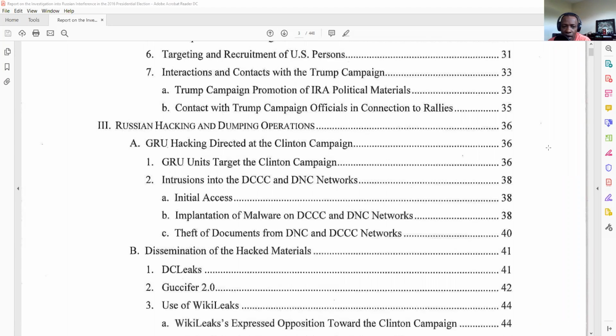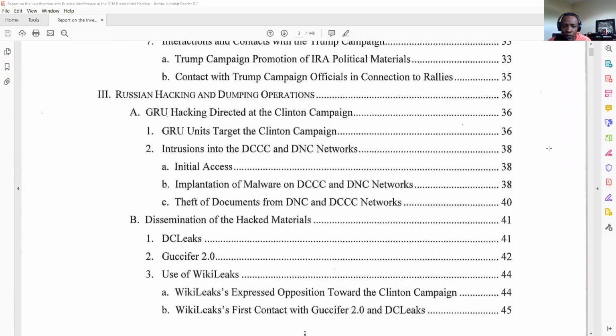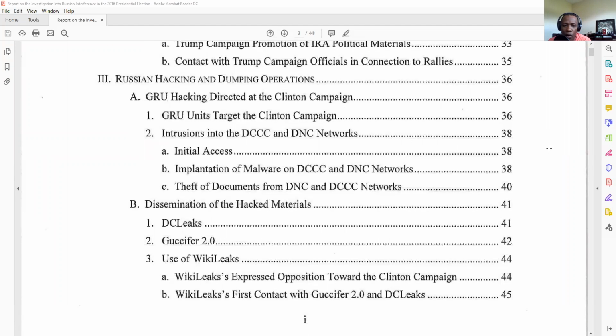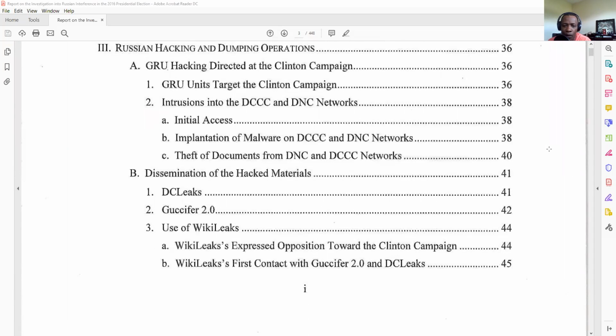Within that is Section A, the Trump campaign promotion of IRA political materials. B, contact with Trump campaign officials in connection to rallies. And then subsection 3 is Russian hacking and dumping operations. Within that, you have A, GRU hacking directed at the Clinton campaign. Subsection 1, GRU units target the Clinton campaign. Number 2, intrusions into the DCCC and the DNC networks.